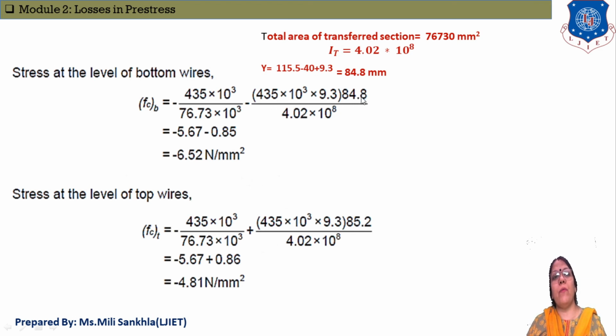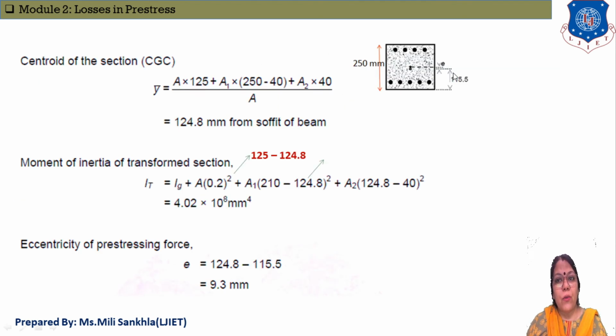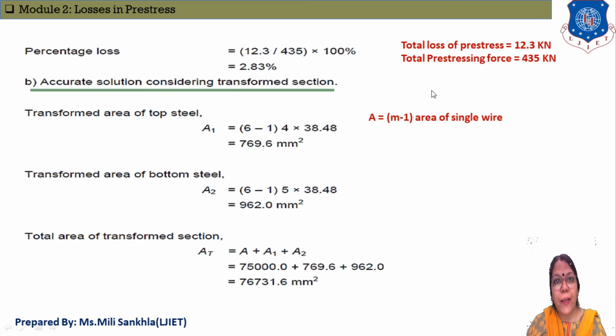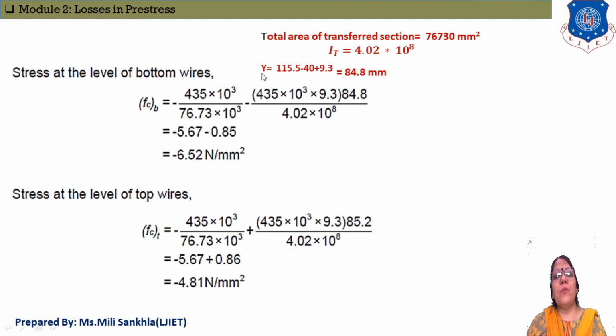How do we find this value y? First of all, y is equal to 115.5, that is the actual section at the time of the initial prestressing force, minus 40, okay, and 9.3. Okay, here look at this, this one is 115.5, that is our y, then 9.3, that is our eccentricity, and minus 40. Minus 40 from this outer surface to these wires that we provided, minus this distance. Okay, and this is our y. So the answer of this y for the transfer zone is equal to 84.8.